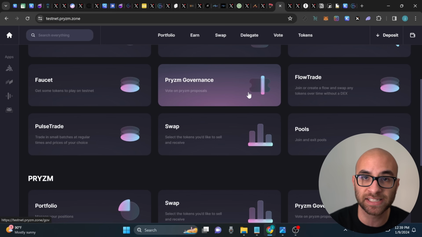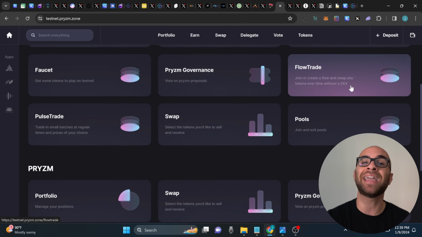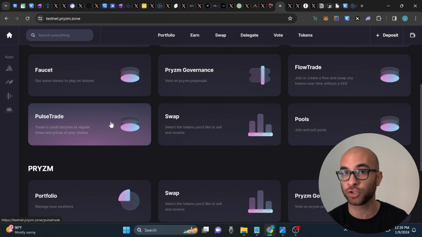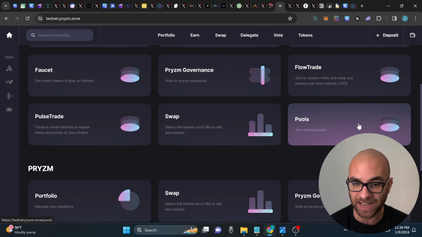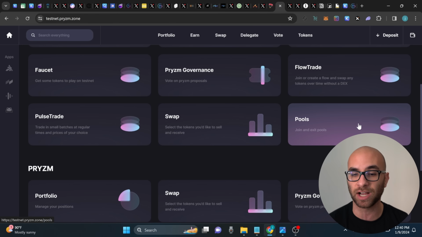Go on their governance and vote on some of their proposals, make a flow trade, do a pulse trade, make a couple swaps, and open up a pool. These are pretty self-explanatory if you've done some different airdrop farming stuff in the past. They help walk you through it in the process as well.